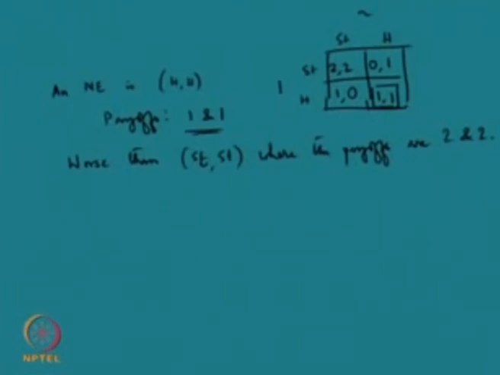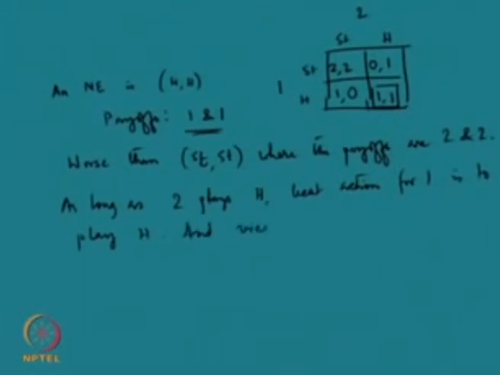Why? Because go back to the very definition of Nash equilibrium. As long as player 2 is playing H, the best action for 1 is to play H, and vice versa. So, though here both players are worse off, it is a Nash equilibrium.